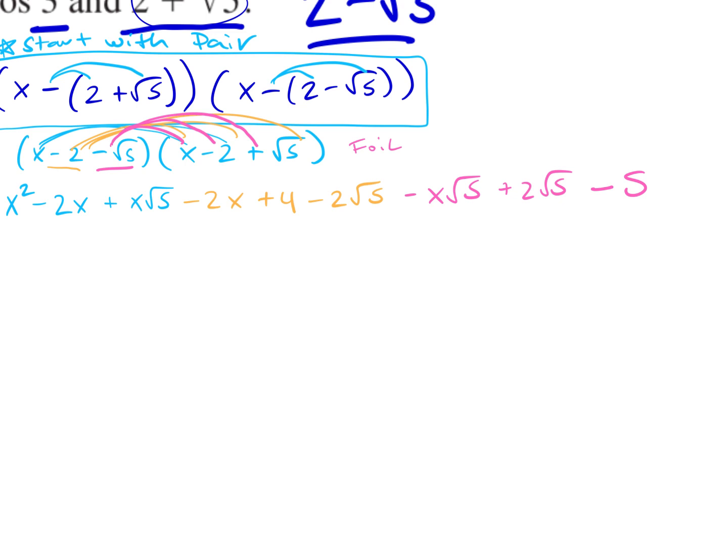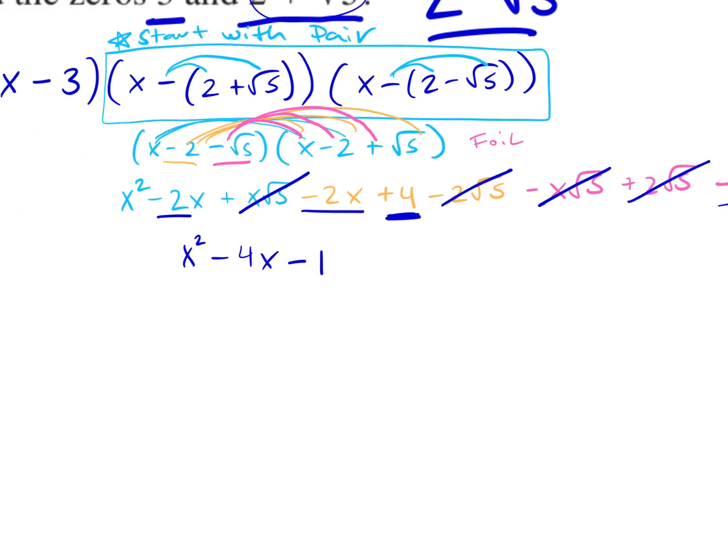Now I want to combine my like terms. So I'm going to start with the x squared. Then I can move on to the 2x's here. So negative 2x minus 2x would be negative 4x. I have an x square root 5 and a negative x square root 5, so those are going to cancel. I have a negative 2 square root 5 and a positive 2 square root 5, so those cancel. And then I just have 4 minus 5, so that would be minus 1 when I combine them together.